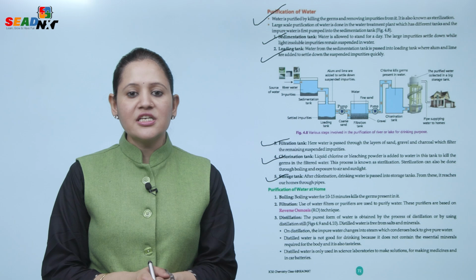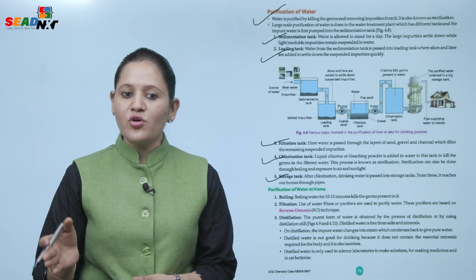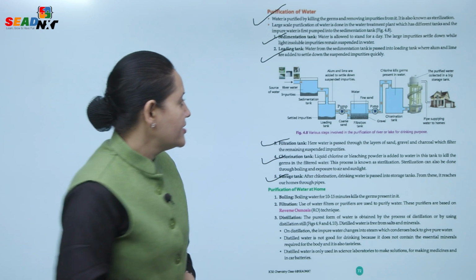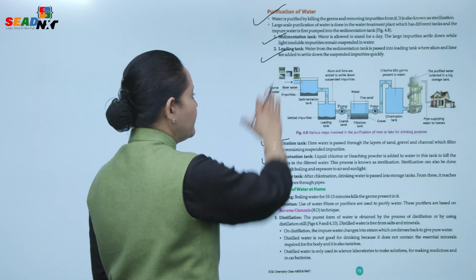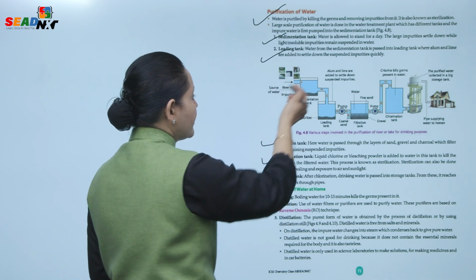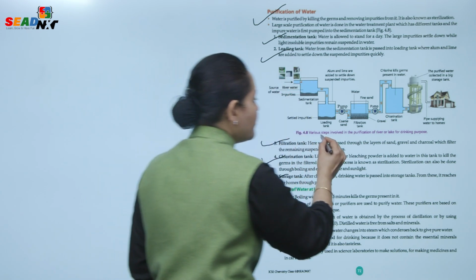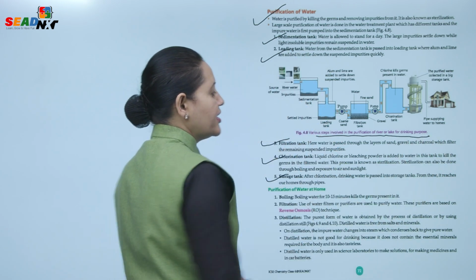After chlorination, drinking water is passed into a storage tank. From there, it reaches our home through the pipes. Clear? So, here, this is a source of water, river water, with impurities. First, it goes into a sedimentation tank. These are the steps involved in the purification of river water or lake water for drinking purposes.